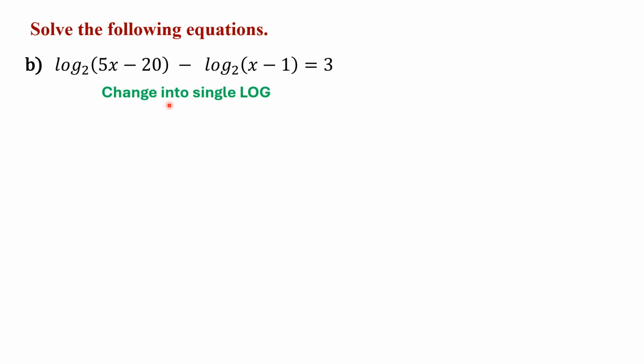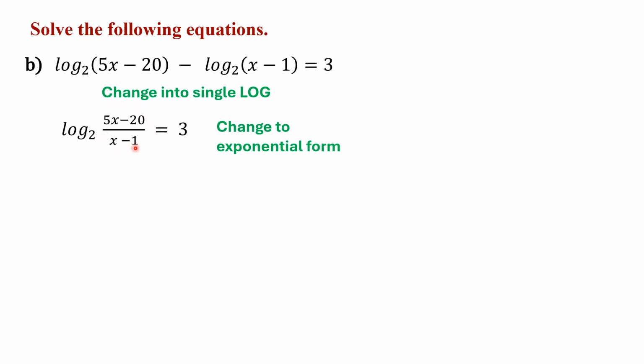So let us change this to a single log as log base 2 of 5x minus 20 divided by x minus 1. So this is a logarithm on one side and a constant on the other side. So we can solve for x here by changing this log to exponential form so that we can get rid of this log. If we change this to exponential form, we will get this expression: 5x minus 20 divided by x minus 1 is equal to 2 power 3. So that's our equation.